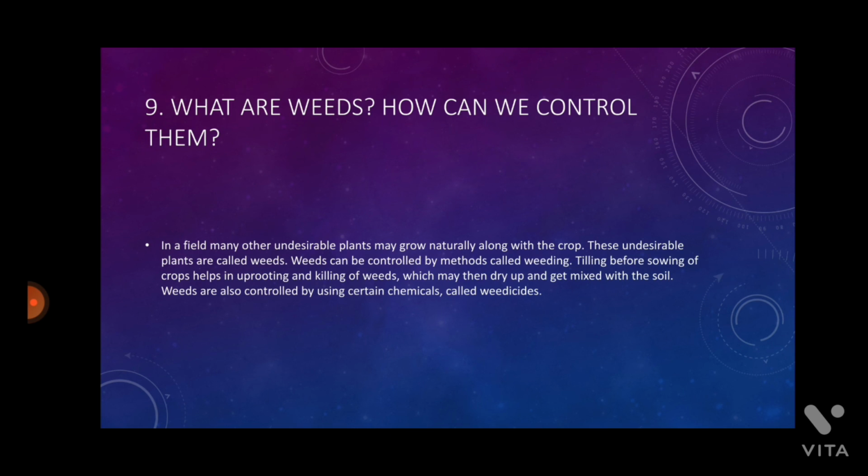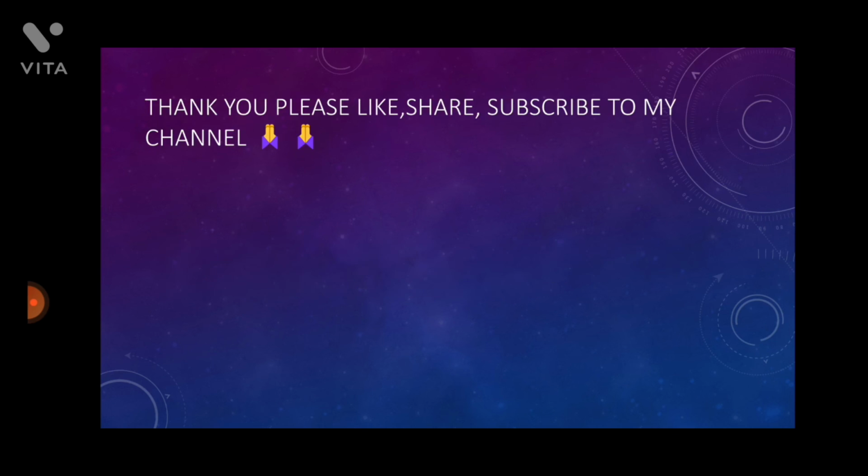Next is, what are weeds? How can we control them? In a field, many other undesirable plants may grow naturally along with the crop. These undesirable plants are called weeds. Weeds can be controlled by a method called weeding. Tilling before sowing of crops helps in uprooting and killing of weeds, which may then dry up and get mixed with soil. Weeds are also controlled by using certain chemicals called weedicides.